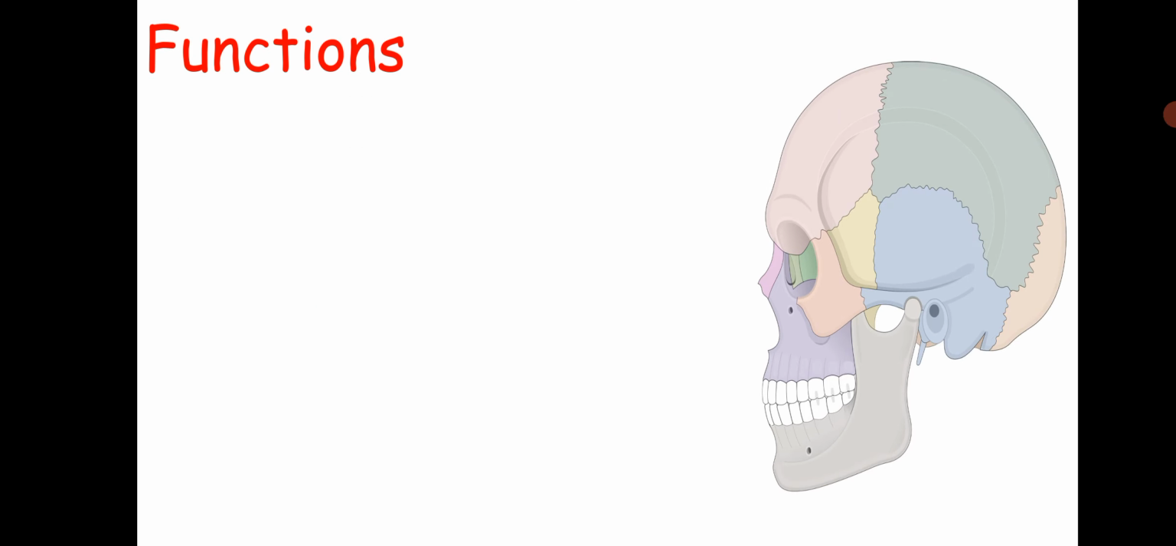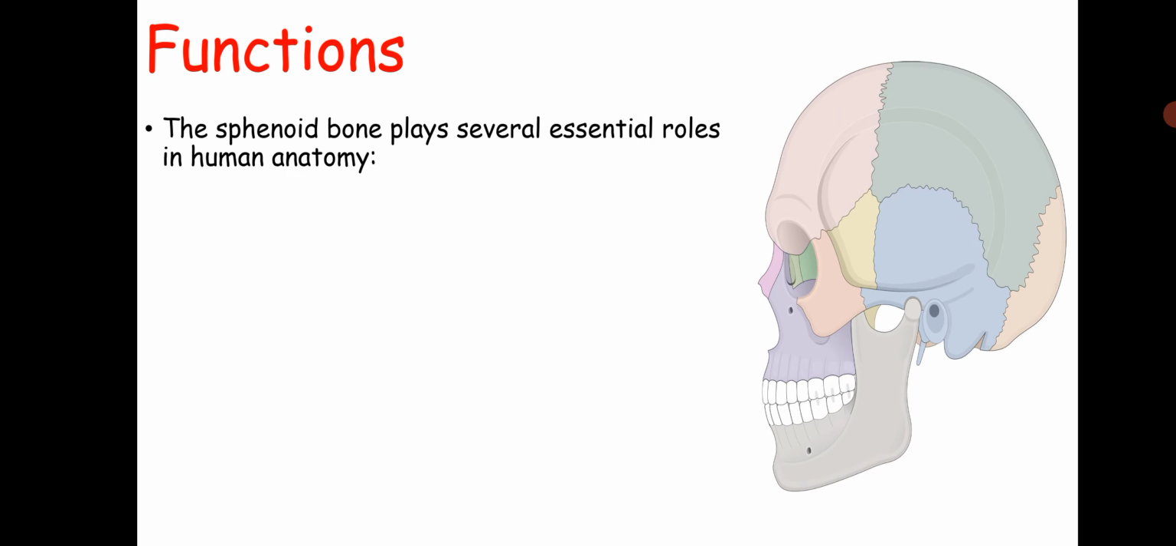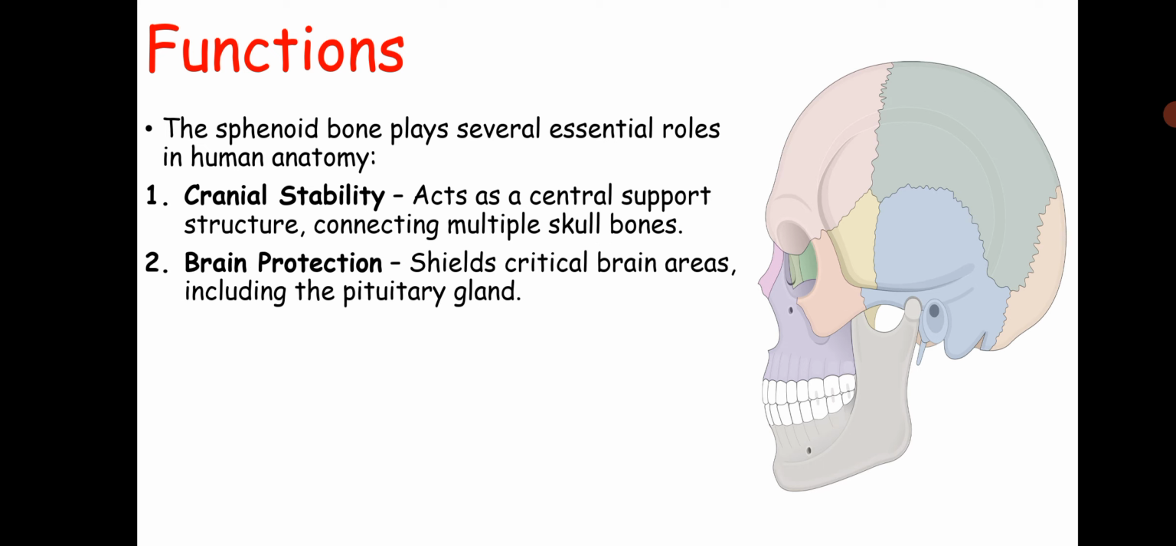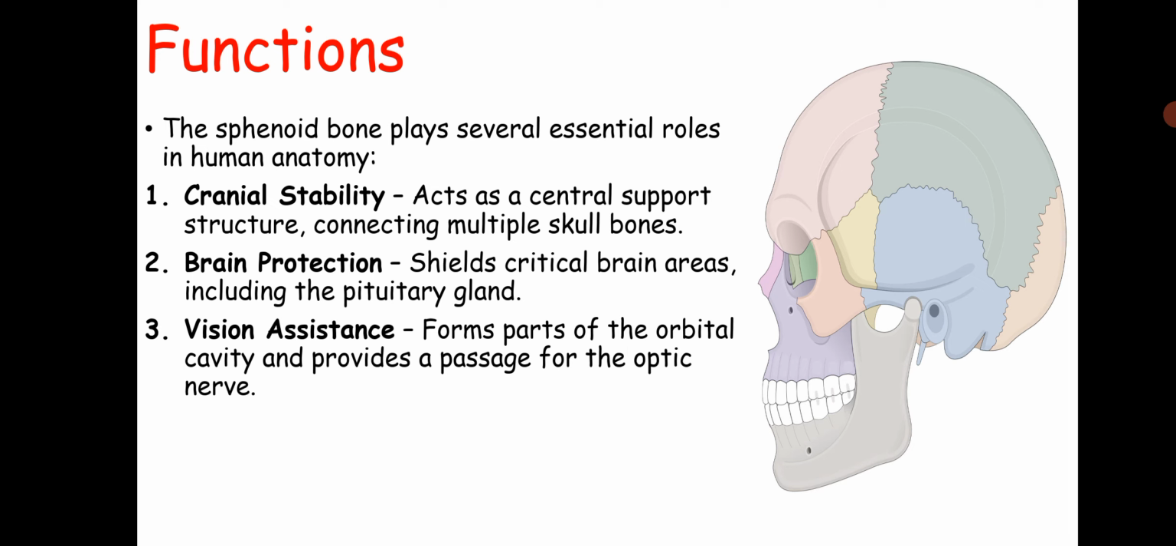Now let's talk about the function of the sphenoid bone. Sphenoid bone plays several essential roles in human anatomy. It includes cranial stability, in that it acts as a central support structure connecting multiple skull bones. Second function is brain protection, as it shields critical brain areas including the pituitary gland.